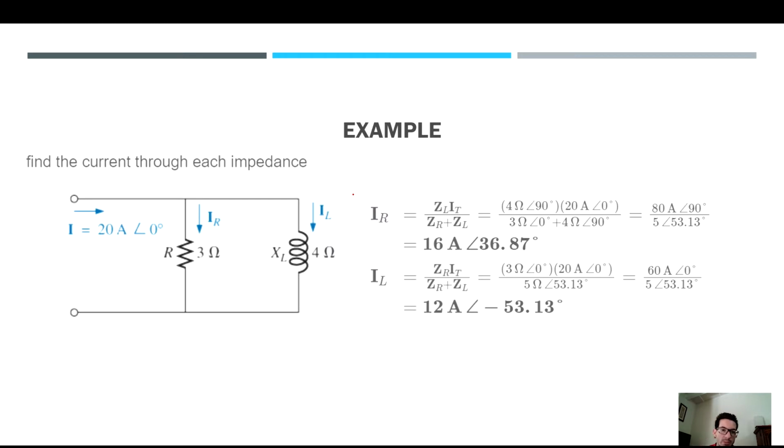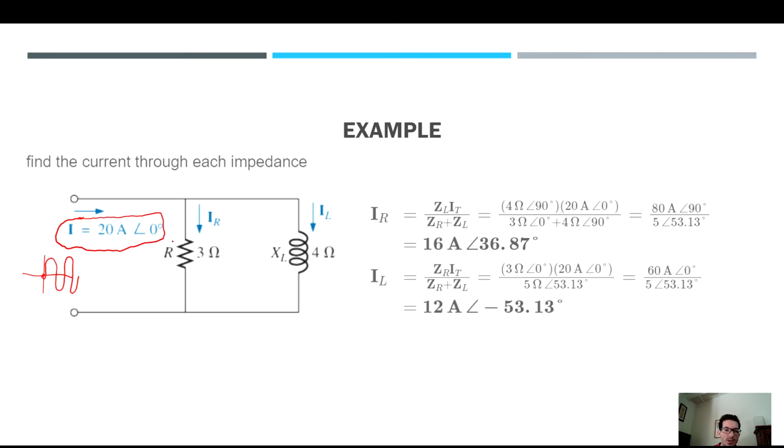So, for example, find the current through each branch. We have a total current of 20 amps. Suppose that this is measured with a multimeter or an oscilloscope, and initially there's no phase shift because, say, it comes from your connection at the wall or from the equipment that you're using. There's no phase shift, so the initial point starts right at 0.